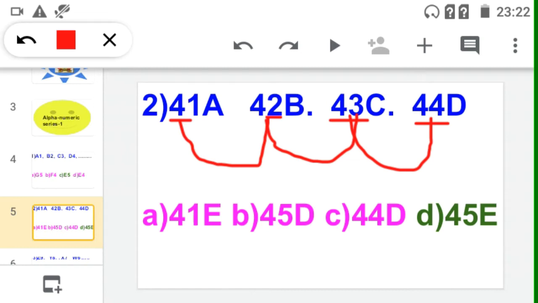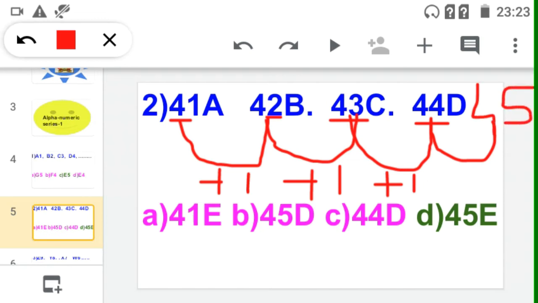Correct. So if you add 1 to 41, then you will get 42. If you add 1 to 42, then you will get 43. If you add 1 to 43, then you will get 44. And then 44 after which number will come? 44 after? Yes, that is 45. Correct. 45. So if you add 1 to 44, then you will get 45. 45 is the fifth term.